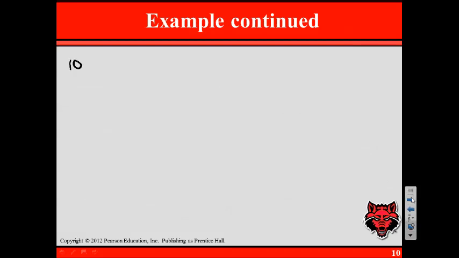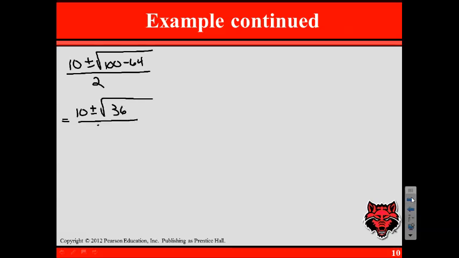So we had 10 plus or minus the square root of 100 minus 64 all over 2. That reduces to 10 plus or minus the square root of 36 over 2, which becomes 10 plus or minus 6 all over 2, since the square root of 36 is 6. And now we have two options. We use the plus sign once: 10 plus 6 is 16 over 2, or 8. 10 minus 6 is 4 over 2, or 2. So we have two possible solutions.